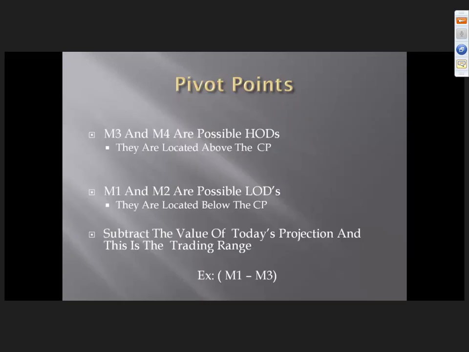Okay, write this down. M3 and M4, possible highs of the day. They are located above the central pivot point. M1, M2 are possible lows of the day. They're located below the central pivot point. So if price breaks down, you expect it to settle in around M1, M2. Form a W, come back, retest the level, low retest candle, hold the level for 30 to 90 minutes.